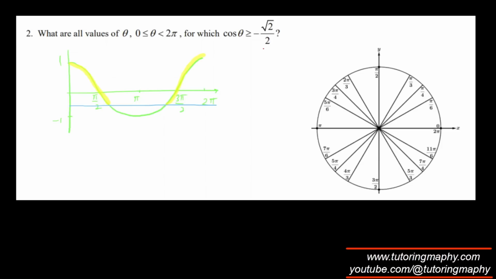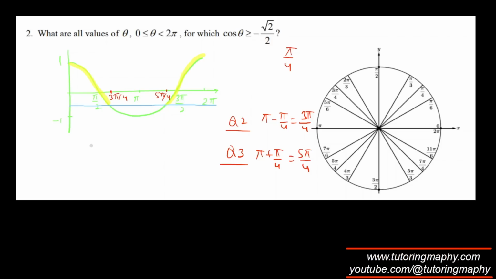Now, when is cosine root 2 over 2? At pi over 4. But I want it to be negative, and it is negative in quadrant 2 and quadrant 3. So its quadrant 2 angle is going to be pi minus pi over 4, which is 3 pi over 4. And the quadrant 3 angle will be pi plus pi over 4, which is 5 pi over 4. So this is 3 pi over 4. This is 5 pi over 4.